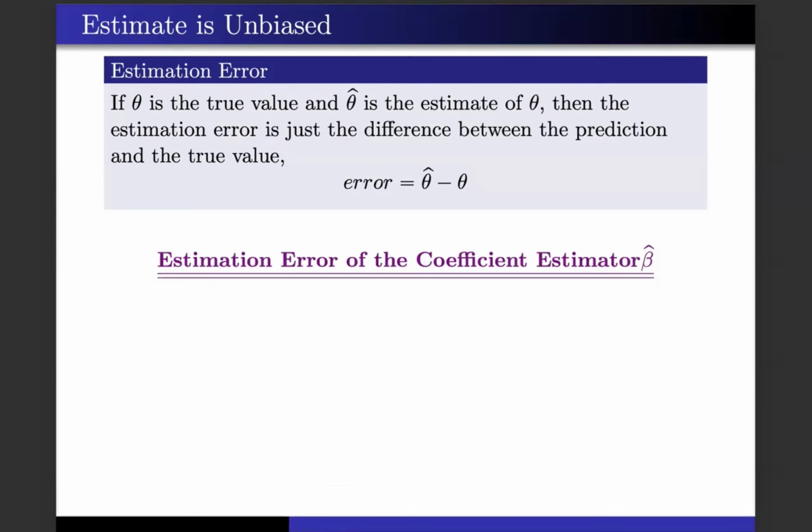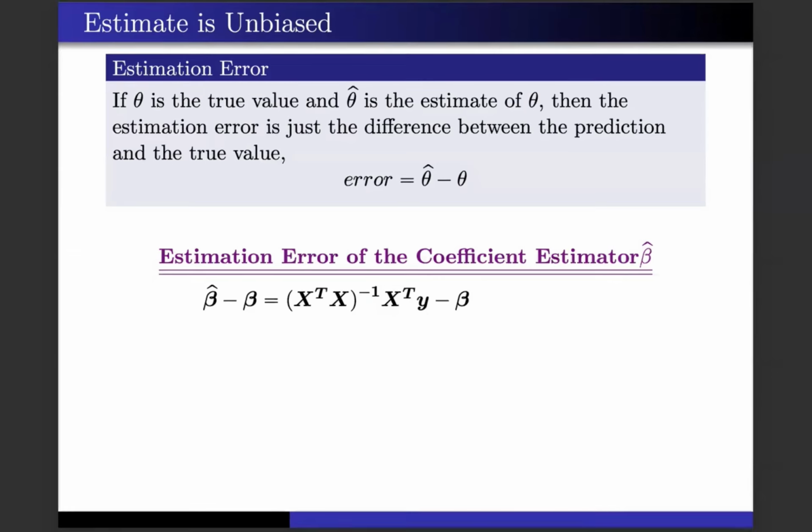So if we try to find the estimation error of the coefficient estimator beta hat, it would be equal to beta hat minus beta. Now if we plug in the value of beta hat, because we have just estimated it using the ordinary least squares estimation method, it would be equal to (x transpose x) whole inverse x transpose y minus beta. We are dealing with the multiple linear regression model. Therefore, this y is equal to x beta plus epsilon. We put that into the equation, and this is what we get.